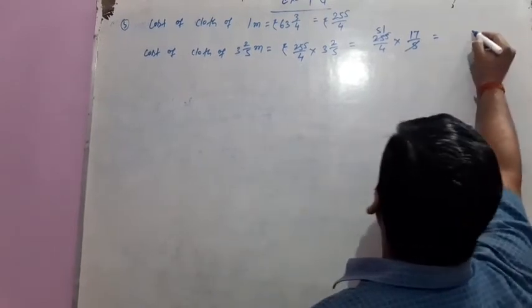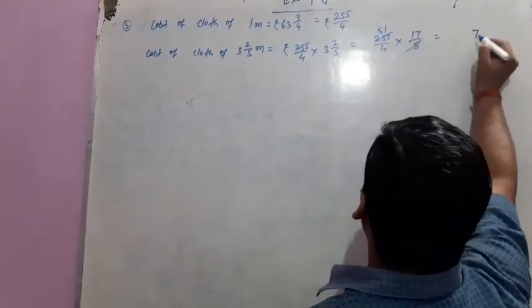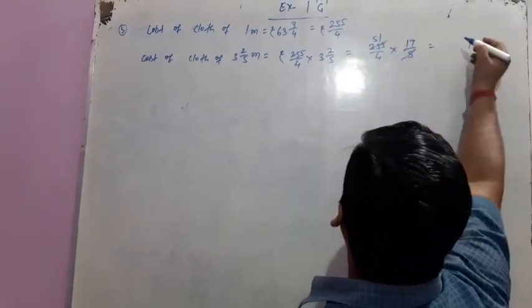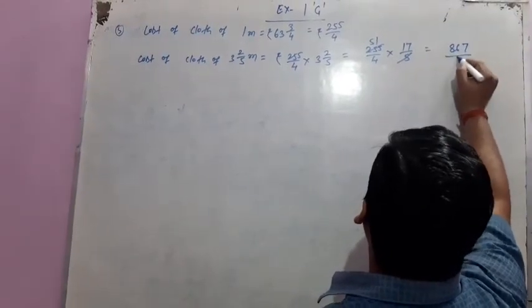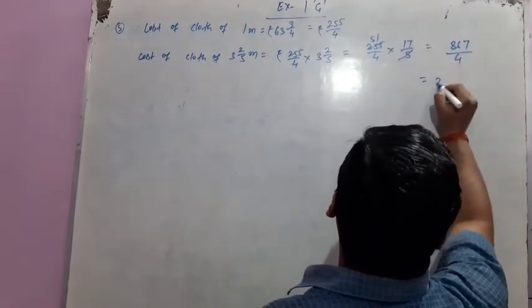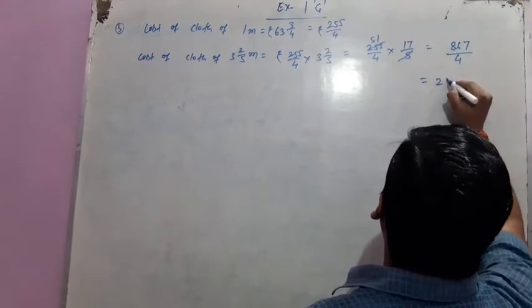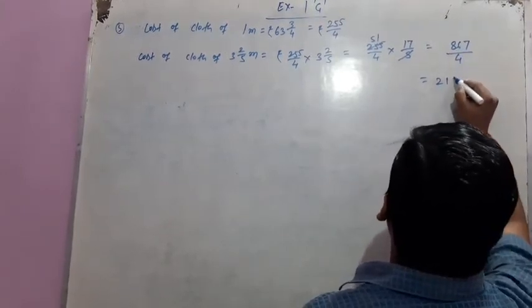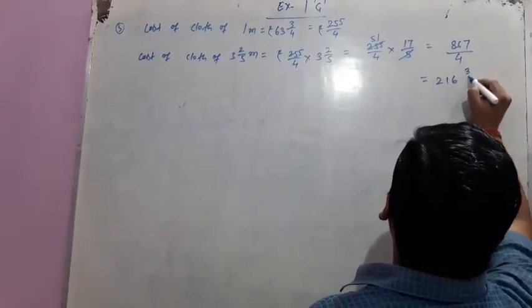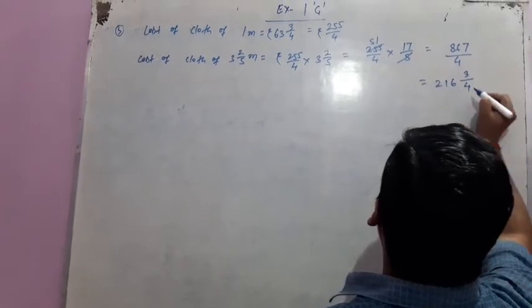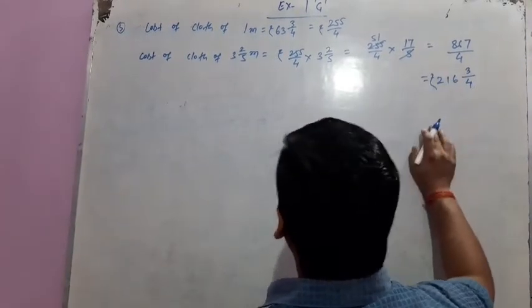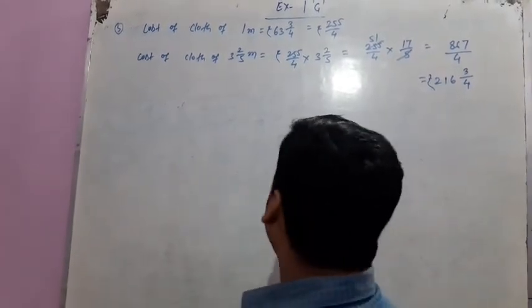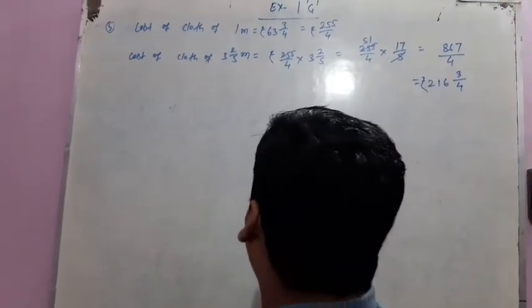Now 17 times 1 is 17. In the hand 1, 17 times 5 is 85 and 1 is 86 by 4. 4 2s are 8, 4 1s are 4, 4 6s are 24, 216 whole 3 by 4 rupees. The cost of 3 whole 2 by 5 meter of cloth.